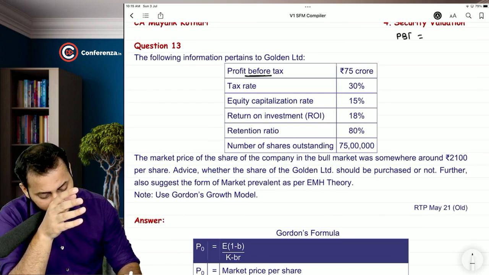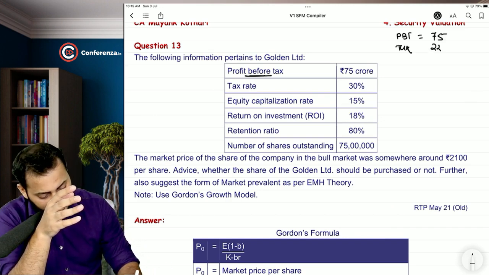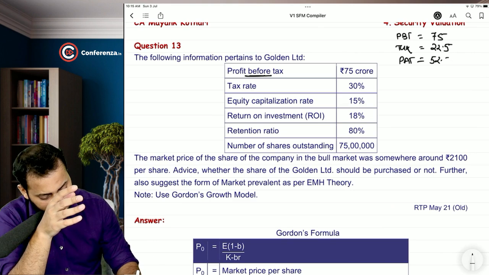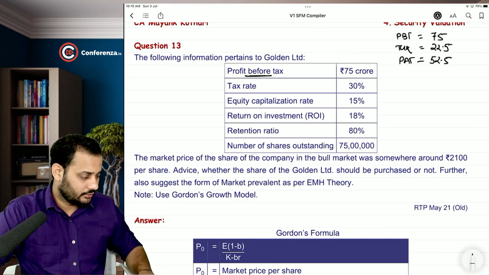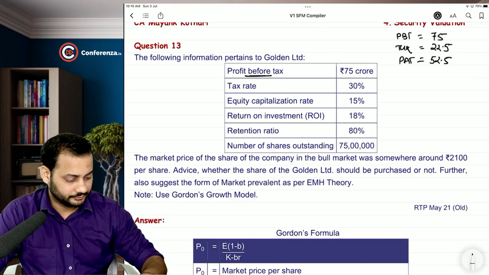PBT, sir, 75. Tax at 30% you can calculate is 22.5 and profit after tax 52.5. See, I will give you a trick to save some time.